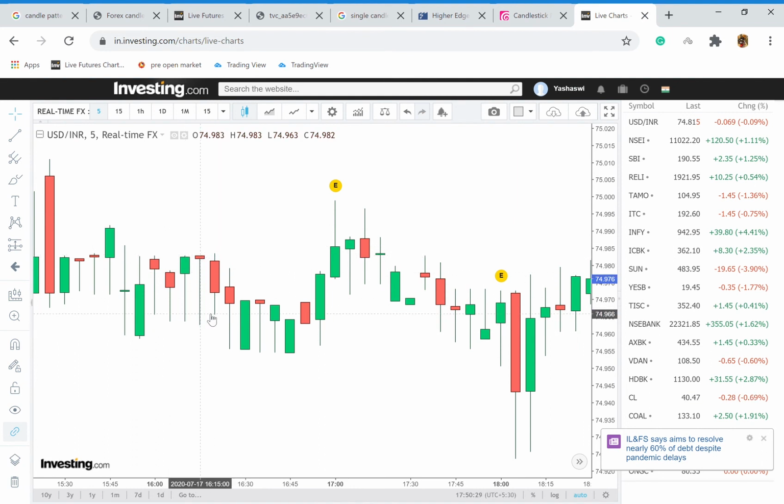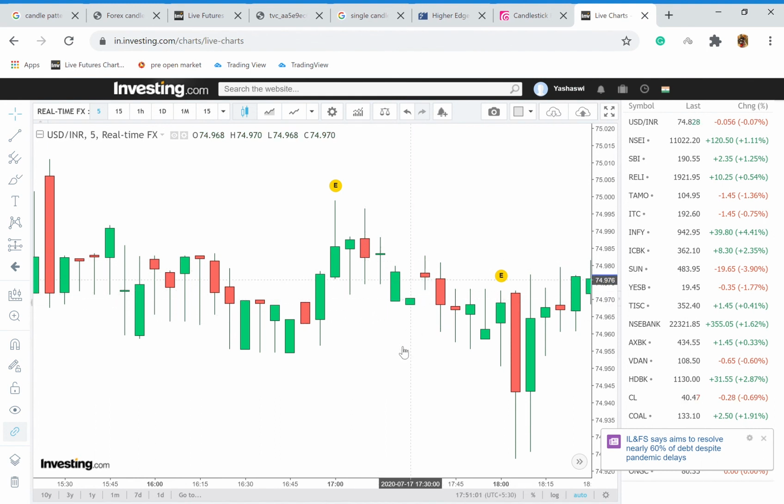This is called a hanging man. If you look at this 16:15 candle, this is the bullish Marubozu, and this is the bearish Marubozu. This is the hammer, where the wick is longer than the body, like this perfect hammer where the wick is 2 to 3 times the body. And this is another Marubozu.